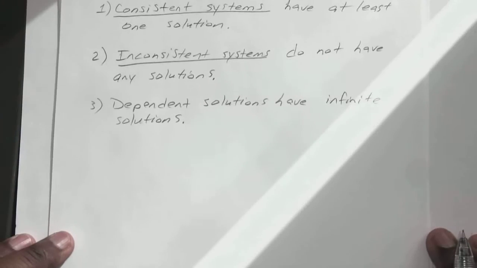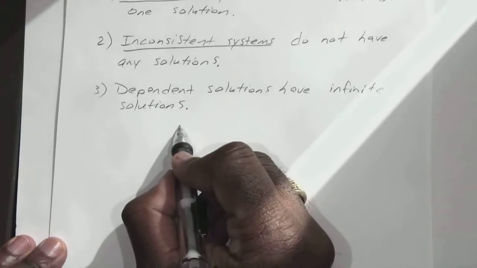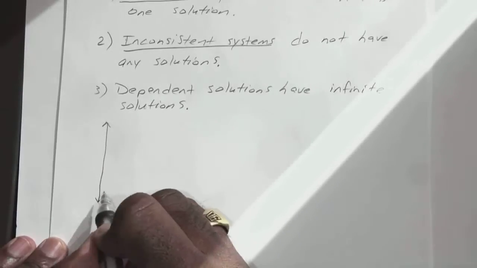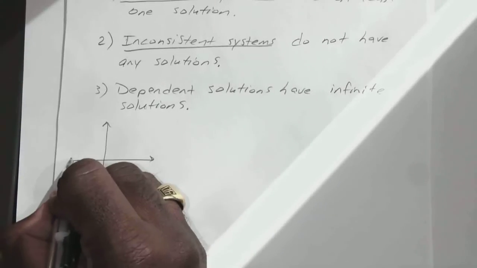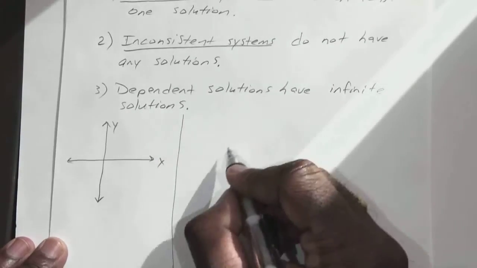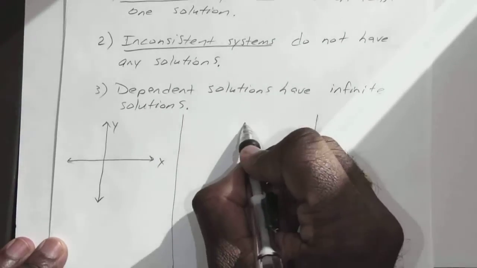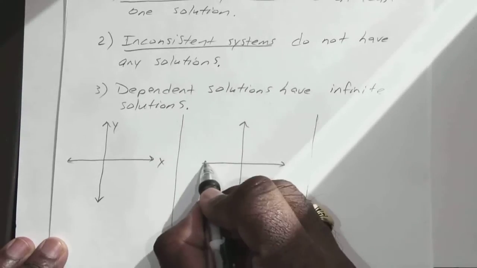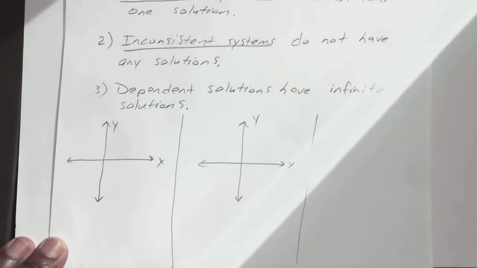Okay, so now if you were to look at them as far as graphs, let's make our XY axis here. It doesn't have to be all that perfect, so we don't need the graphing paper. Make that our X and Y.